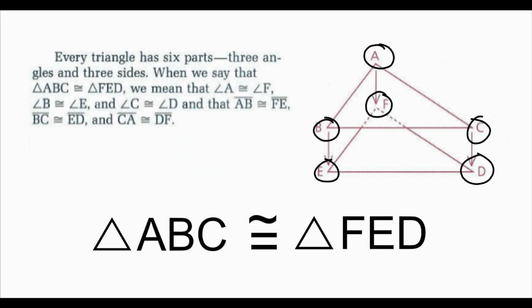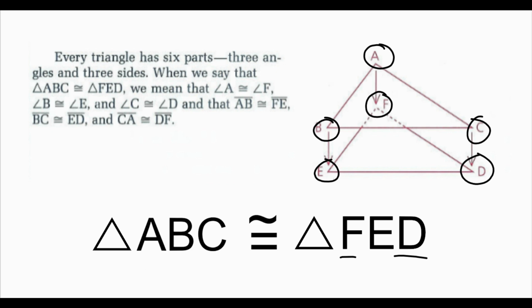Now I can also match up my sides. My sides would just be the two that are connected. So AB should match with FE, and again, in my diagram, AB matches with FE. Then I can say that BC matches with ED, which again, in my diagram, it does. And then my last side would be AC with FD, and that also matches in my diagram.